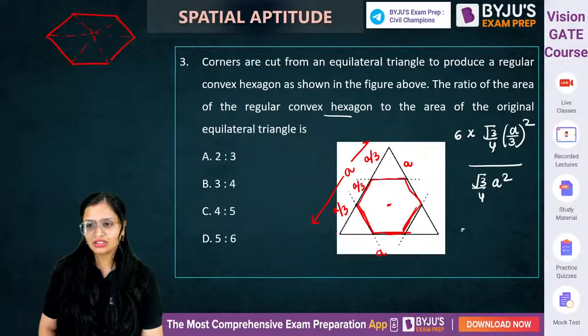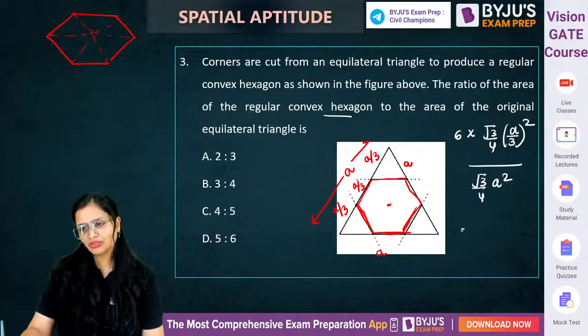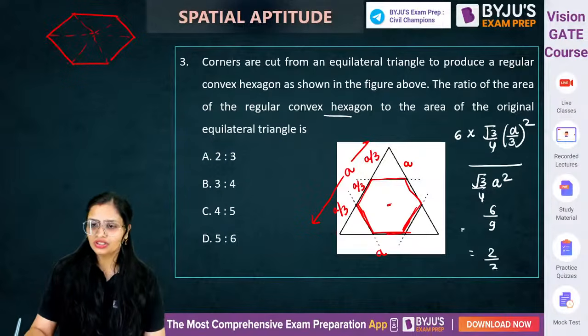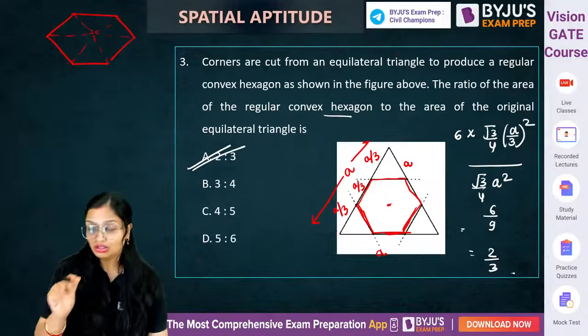What will be the answer? √3/4 and √3/4 will get cancelled out, a² and a² will cancel, leaving 6/9. So 3 2s are 6, 3 3s are 9. This is a good question.